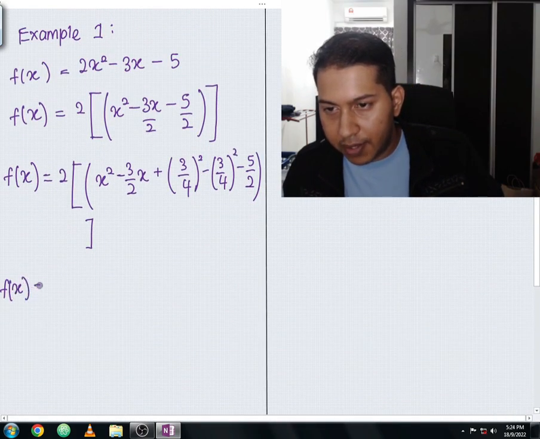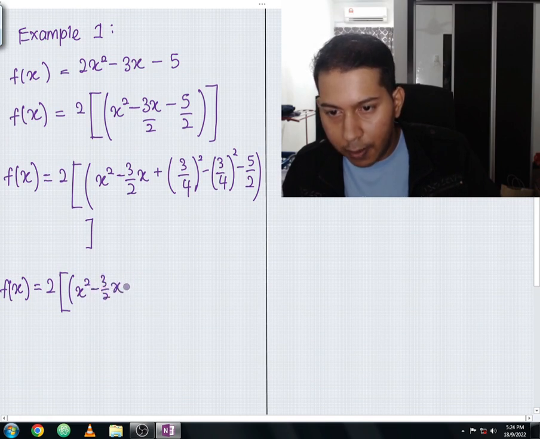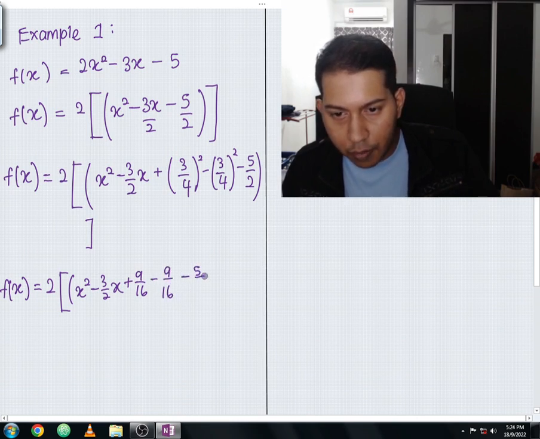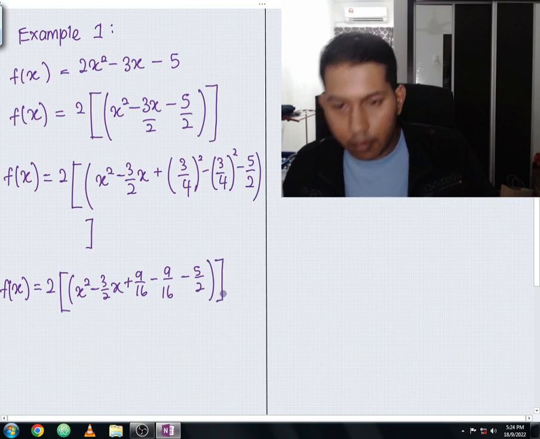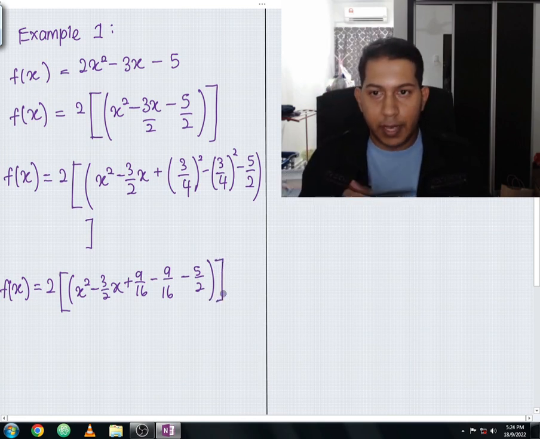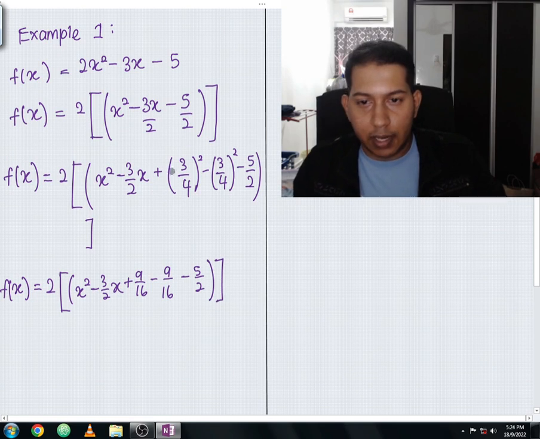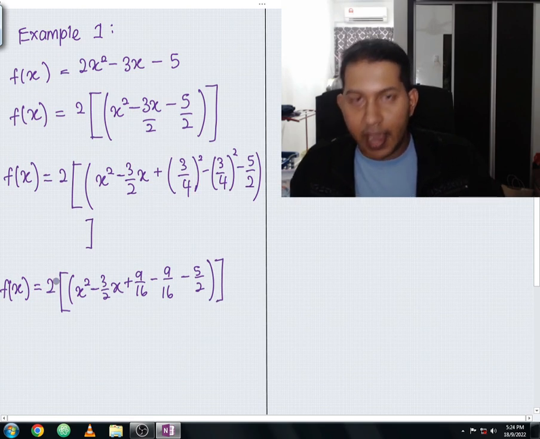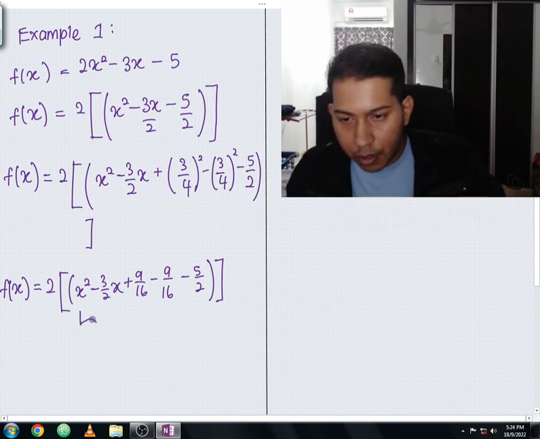So from here, f(x) equals 2 square bracket, curve bracket, x squared minus 3 over 2x plus 9 over 16 minus 9 over 16 minus 5 over 2. Close bracket, close bracket. Up until now, I hope you guys are clear about this. We have already completed the square, and from this step onwards, we're going to reduce this 3-term form into a quadratic factor.